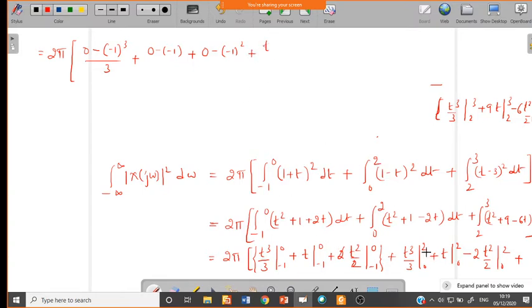If you put the value 2 cube, it will give 8 by 3, and if you put 0, this limit will be 0, and similarly plus 2 minus 0 for the second one. Again for the third one, minus, the 2 and 2 will cancel, so t square will become 4.